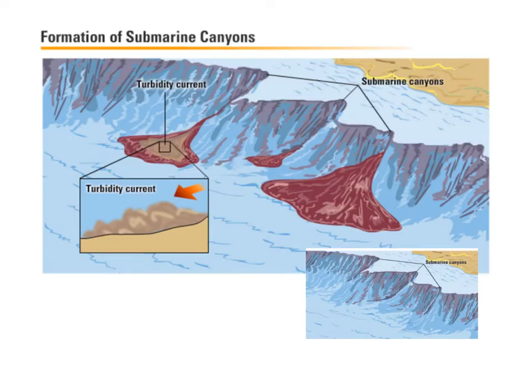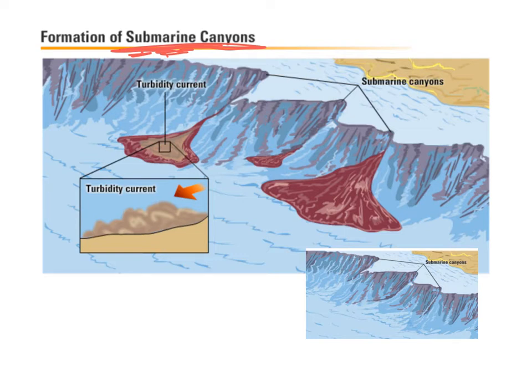Now, one of the key features of this continental margin are what we call submarine canyons. And submarine is exactly what it sounds like. Sub meaning under, marine meaning water. So these are our underwater canyons. And they're created in much the same way that our canyons are created out here in the desert.